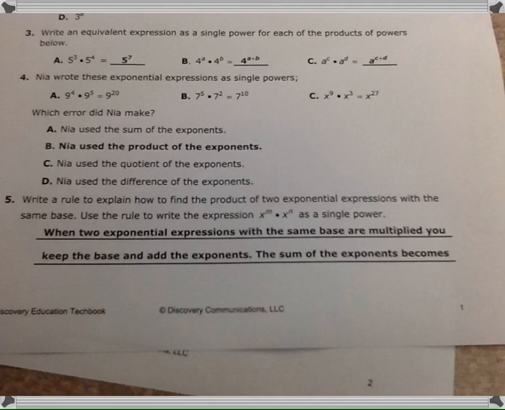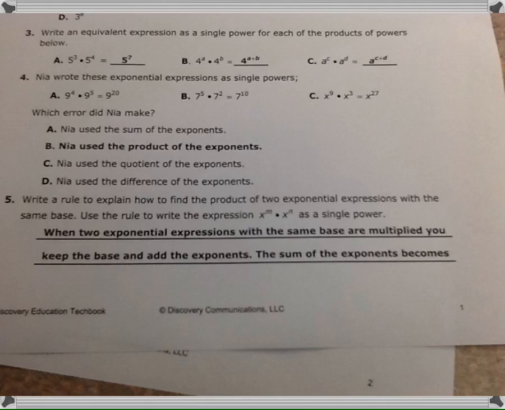4. Nia wrote these exponential expressions as a single power. A, 9 to the power of 4 times 9 to the power of 5 equals 9 to the power of 20. B, 7 to the power of 5 times 7 to the power of 2 equals 7 to the power of 10. And C, x to the power of 9 times x to the power of 3 equals x to the power of 27. Which error did Nia make? A, Nia used the sum of the exponents. B, Nia used the product of the exponents. C, Nia used the quotients of the exponents. D, Nia used the difference of the exponents.